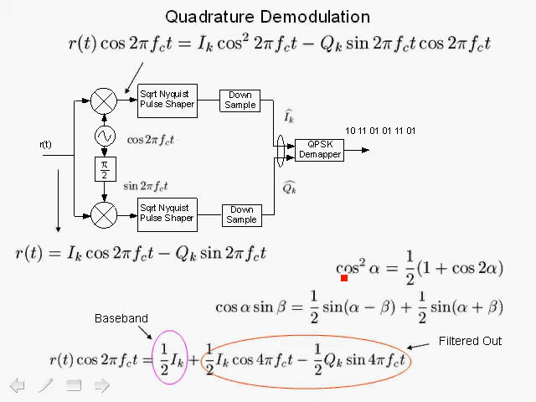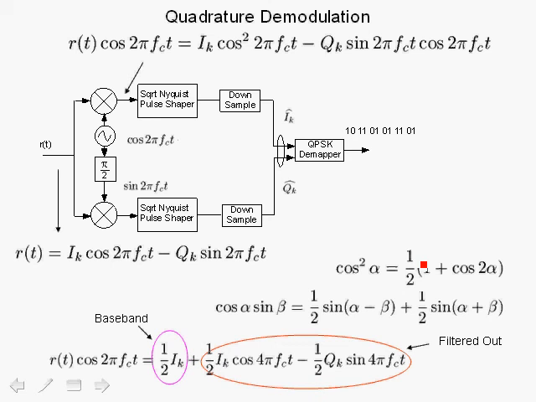So let's use these trigonometric identities. One is the identity shown over here, which is used quite often in communications. Cosine squared of alpha is expressed as 1/2 plus 1/2 cosine 2 alpha, that is, cosine of double the angle. Cosine alpha times sine beta, which we have as a term over here, is equal to 1/2 sine of alpha minus beta plus 1/2 sine of alpha plus beta. So if we use these trigonometric identities in the expression above, let's focus on the cosine squared alpha term.